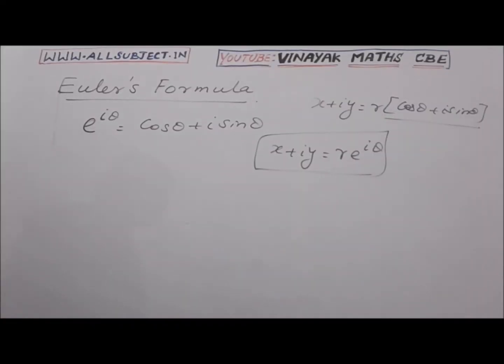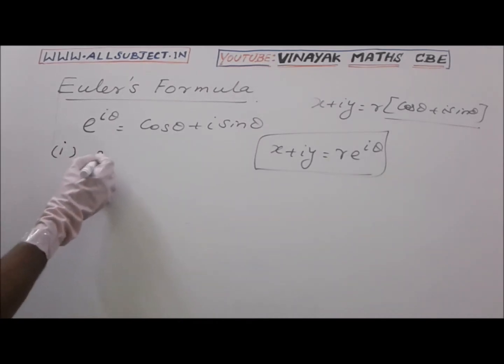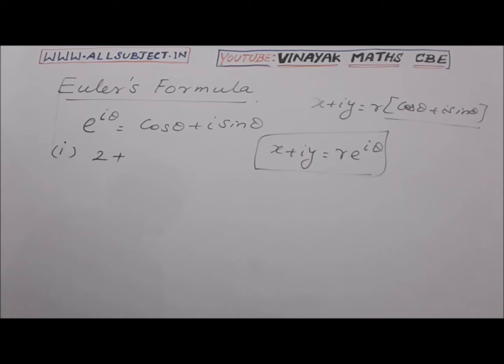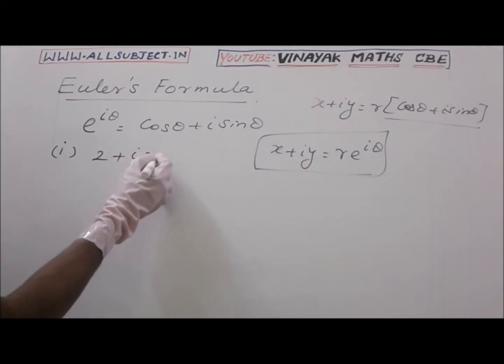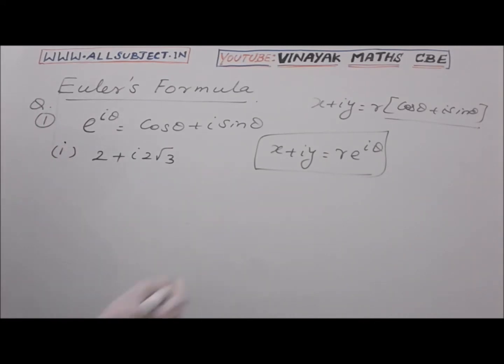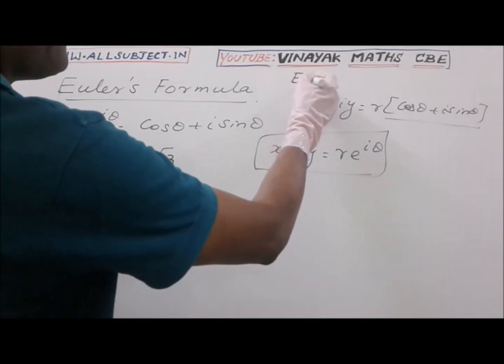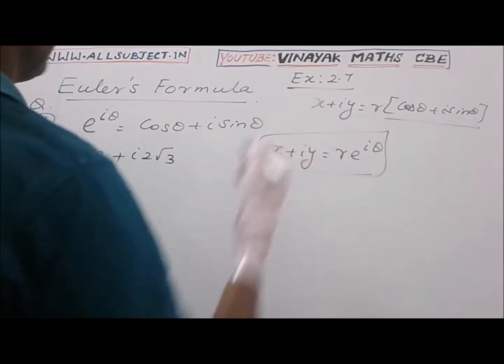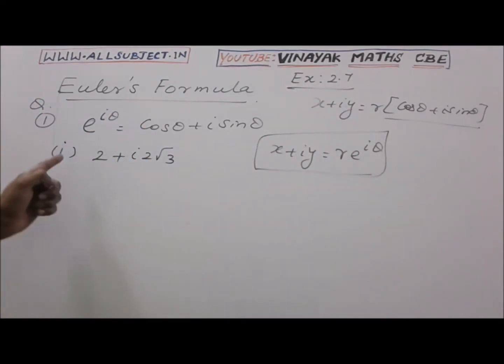Now exercise 2.7 question number 1. Write in polar form the following complex numbers. The first subdivision is 2 plus i 2 root 3. Question number 1 in exercise 2.7. Subdivision 1: write in polar form the following complex number, 2 plus i 2 root 3.